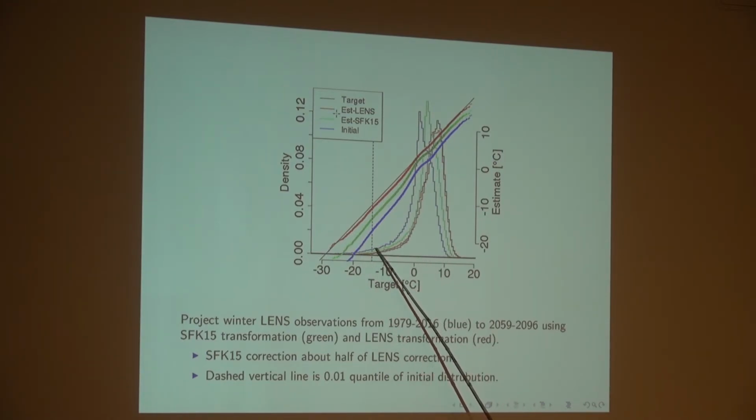This is actually the 0.01 quantile of the initial temperature distribution. So these are all rare events here. So it's not really saying Seattle gets all that cold all that often. All right, so blue is initial. What we're hoping to get is the black curve. Red is where you use Lens on itself. So red and black should be very similar.